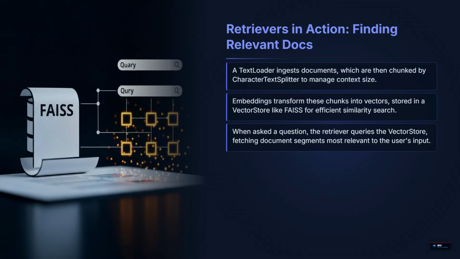Let's see a retriever in action. Imagine you have a large state-of-union.txt document. First, a text loader brings it in. Then, a character text splitter breaks it into manageable chunks. These chunks are embedded into vectors and stored in FAISS. When you ask, "What did the president say about Ketanji Brown Jackson?" the retriever takes your query, embeds it, searches FAISS for similar vectors, and returns the most relevant chunks. This is how your LLM gets precise contextual information from vast text sources.